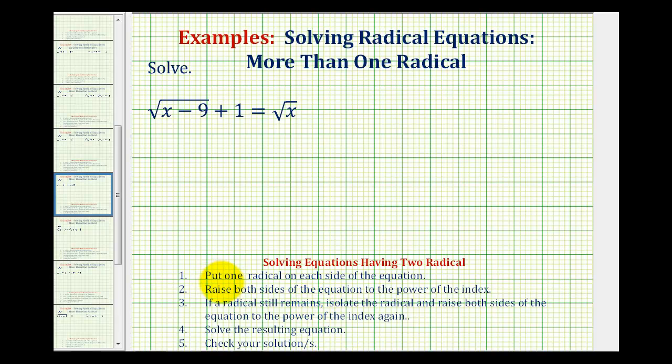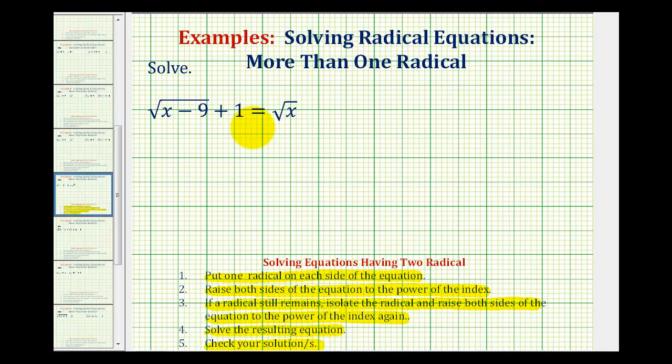We first want to put one radical on each side of the equation. Then we want to raise both sides of the equation to the power of the index. After doing this and then simplifying, if the equation still contains a radical, we want to isolate that radical on one side of the equation and then raise both sides of the equation to the power of the index again. Then solve the resulting equation and check our solution, or solutions.